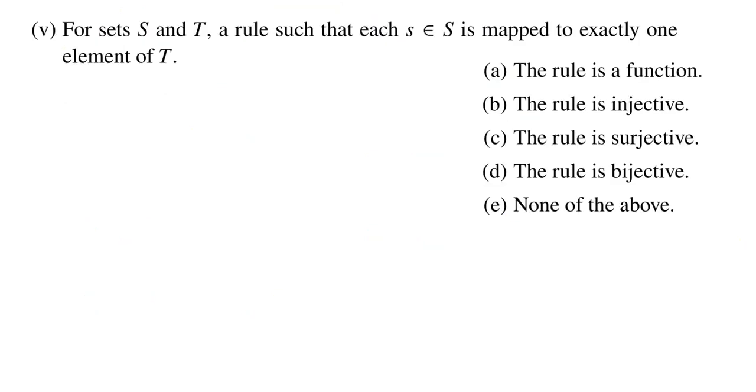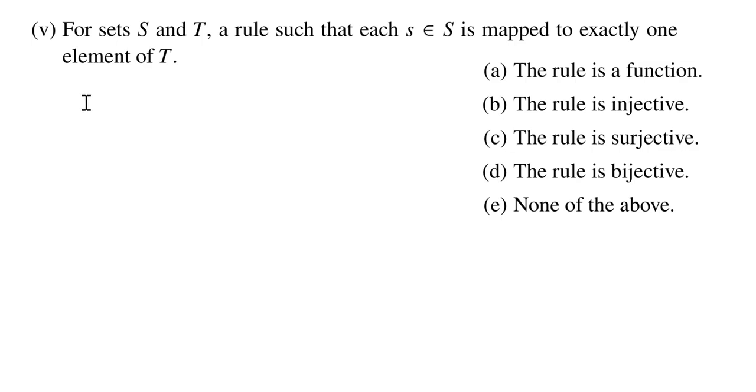In number 5, we're given two sets S and T, and a rule such that each element in S is mapped to exactly one element of T. So this should sound very familiar. We've talked about it already in this video. We're basically talking about the definition of a function.